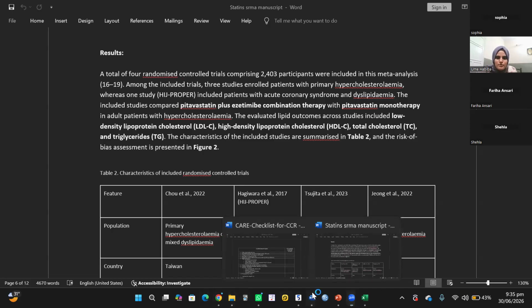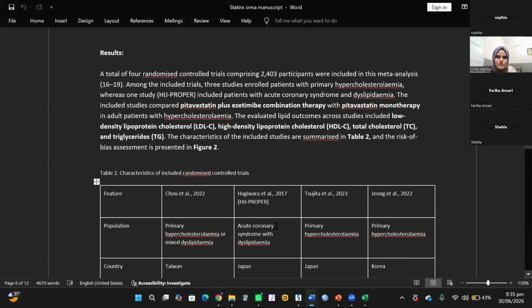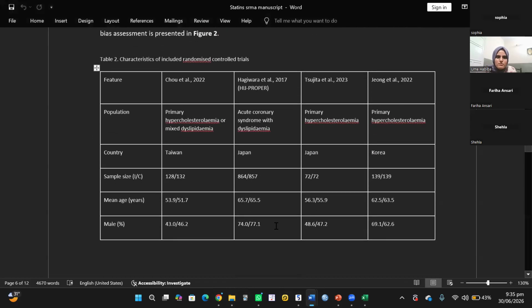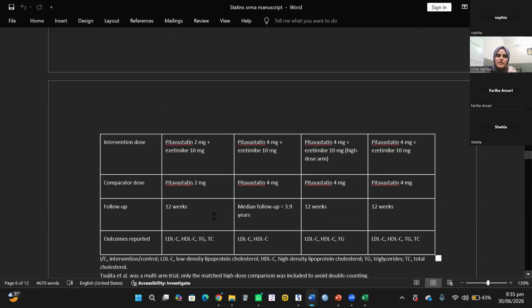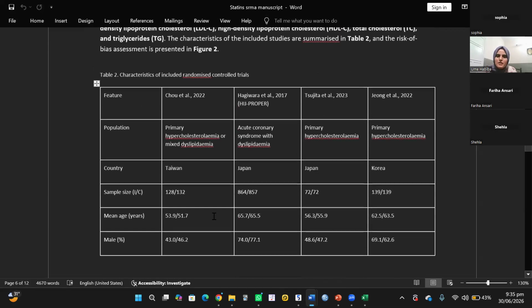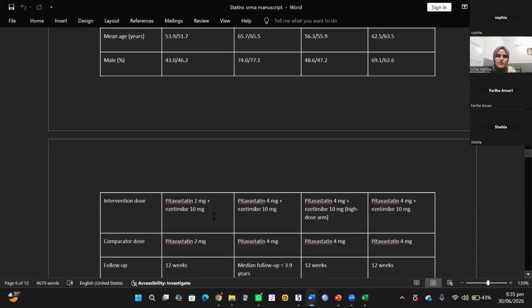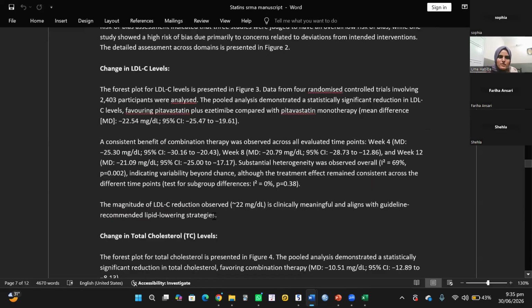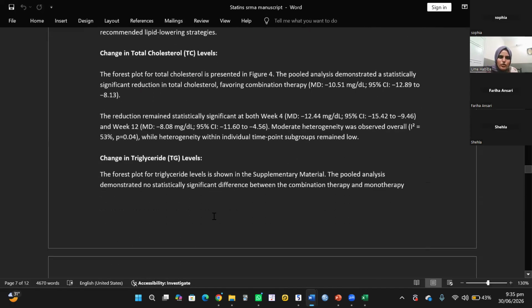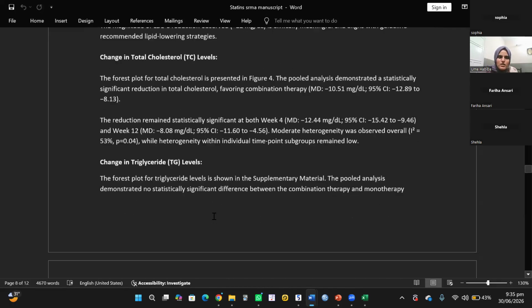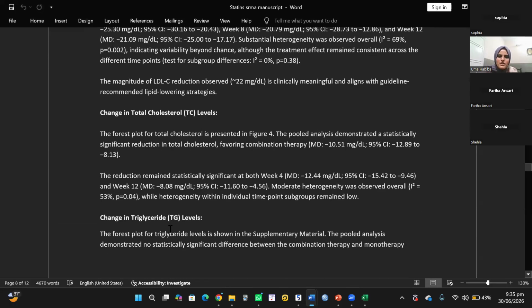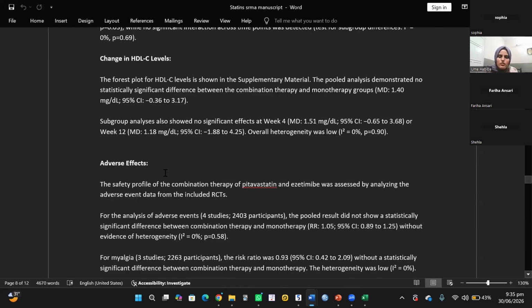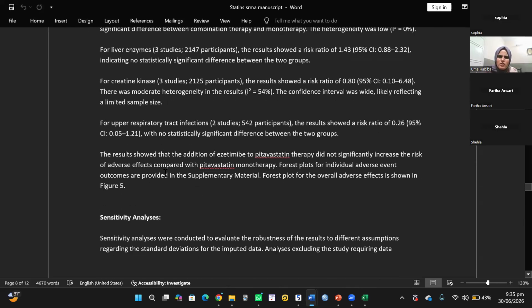Where were we? Here. Okay. Now see, we have also added characteristics of randomized controlled trials, the name of the trial, what was their population, what was their sample size, mean. These are the baseline characteristics. This is the baseline characteristic table that you have to add in the manuscript. Then these are the results for each forest plot, right? Result for total cholesterol, for triglyceride, for HDL, for adverse effects as well, any of them.